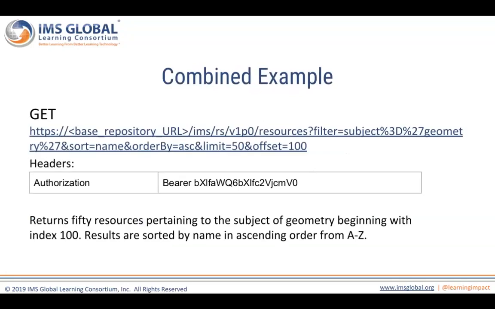Of course, all that combined together, here's what your query would look like. There's a simple GET call to /resources. And then you've got your question mark that starts your query parameters. Your filter query parameter is your subject is geometry. And then your sort is by name. Your order is ascending. Your limit is 50 and your offset is 100. And what this means is I want 50 geometry resources, starting with record 100, sorted by name from A to Z.